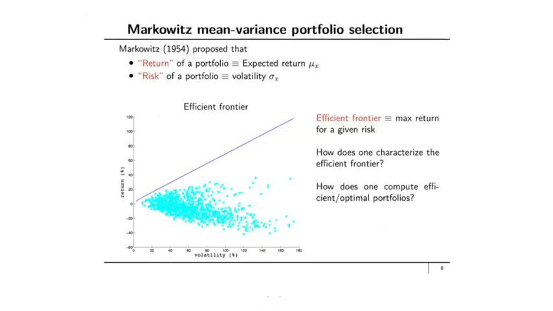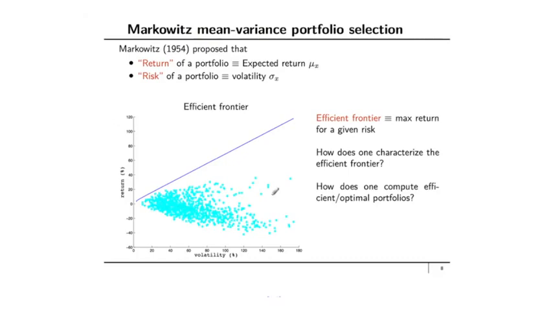So in 1954, Markowitz proposed a portfolio selection strategy. In his model, he suggested that the return, and the word return has been put in quotes, I want you to read this more as the benefit coming from a portfolio, to be the expected return of that portfolio, and the risk associated with the portfolio to be the volatility of that portfolio. And what he suggested was that these are the two quantities that are going to be interesting to investors. They would want to increase their return and decrease their risk.